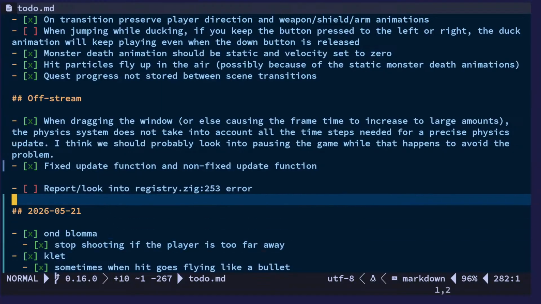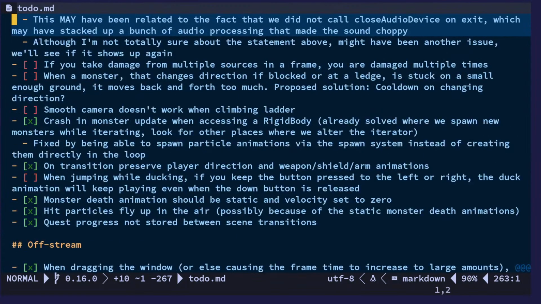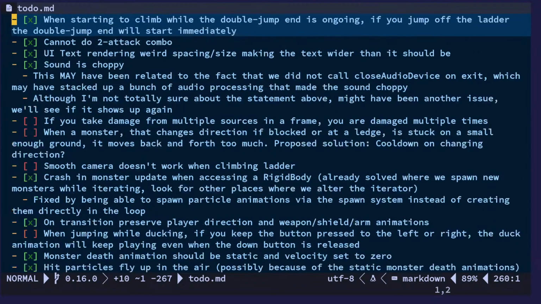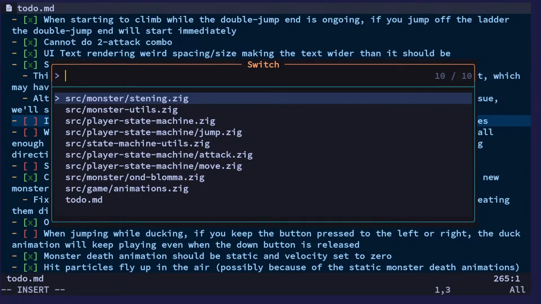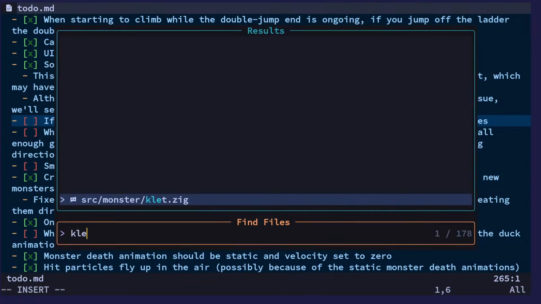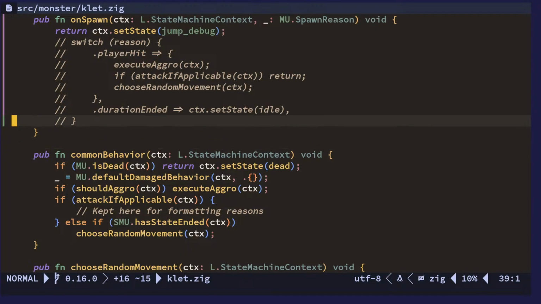Okay, let's look at some of these old notes here. See if we have anything we can... Oh yeah, this one is actually still relevant, I think. If you take damage from multiple sources in one frame, you're damaged multiple times. I'm just thinking how we can set this up. I mean, we essentially just need... Well, first thing that I'm gonna do is restore this guy.